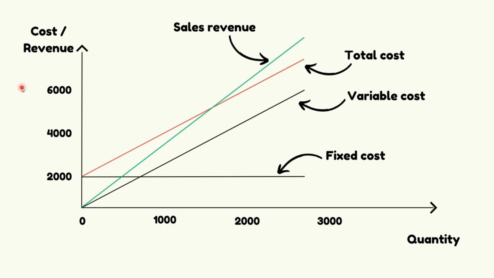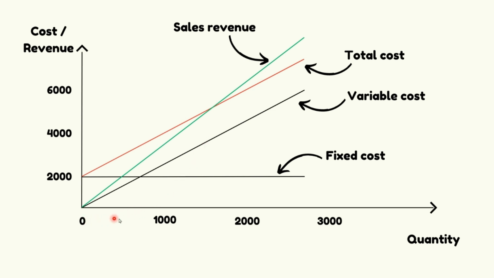Have a look at this chart. You already know some of the lines. The y-axis depicts the cost or the revenue. The x-axis depicts the quantity or the volume. This is the fixed cost line. Even though the volume is increasing or decreasing, the fixed cost is not changing. It is constant. And this is the line for variable cost.